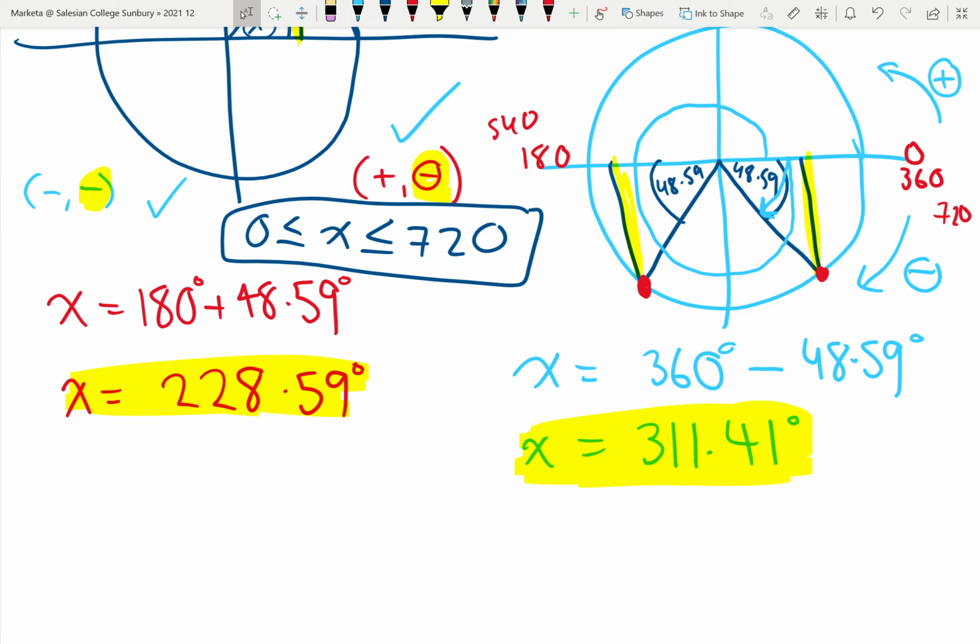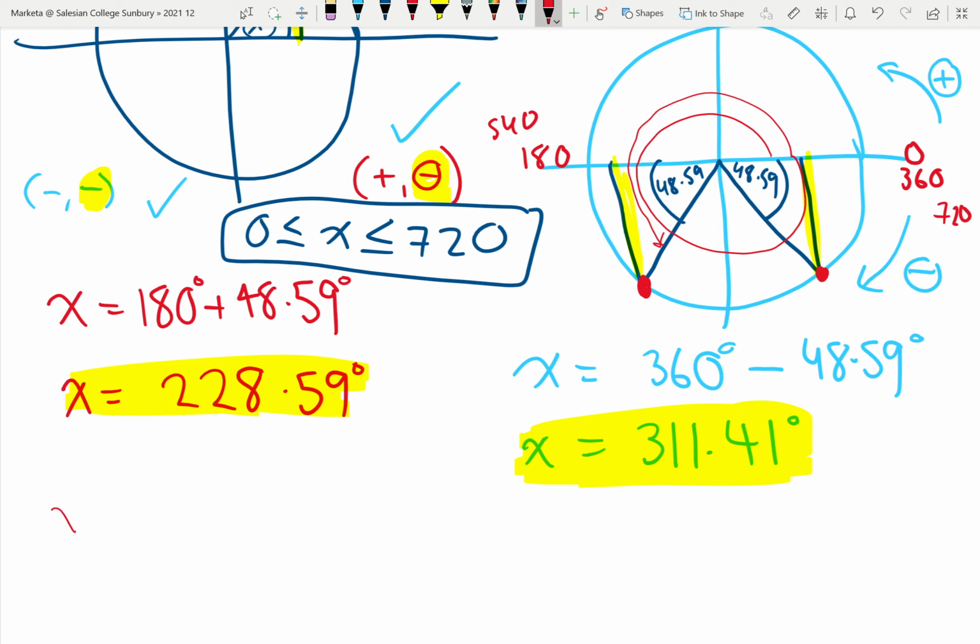Now, 311.41 is not very close to 720, so I suspect that we have another one, and in fact I know we have another one. So we're going to keep going around the circle. We've done this one, we've done this one, so then we just go around again until we get to here. And in this case, we've gone, let's count around, 180, 360, 540, plus 48.59.